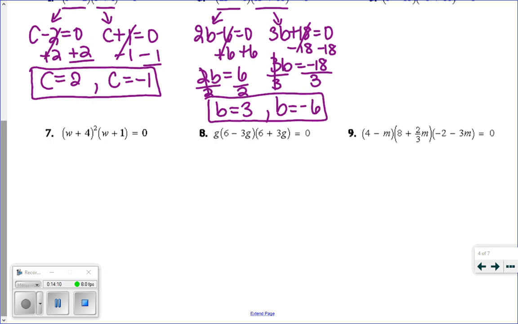We've played with this now a few times when we were multiplying, so we know that I'm not going to just distribute that at all. I'm not going to just do w squared, 4 squared. No, it really means that I have 2 of these factors multiplied times each other.